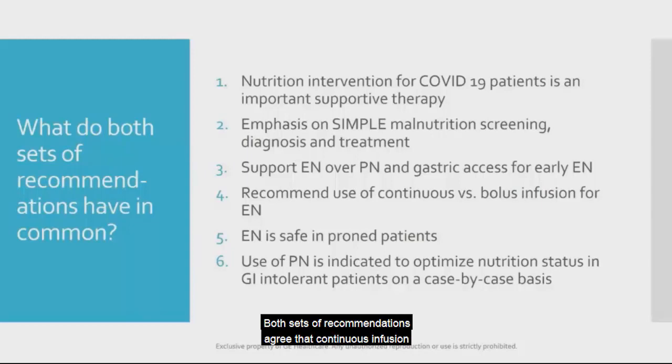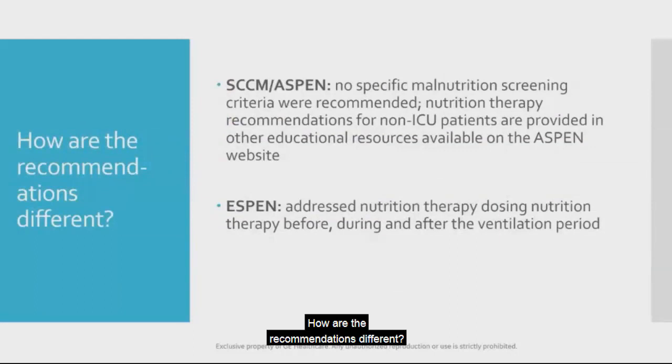Both sets of recommendations agree that continuous infusion is favored over bolus infusion for EN, and that it is safe to enterally feed patients in both prone positions as well as those requiring ECMO. The use of parenteral nutrition is indicated to optimize nutrition status in those patients that are GI intolerant to feedings on a case-by-case basis. How are the recommendations different?